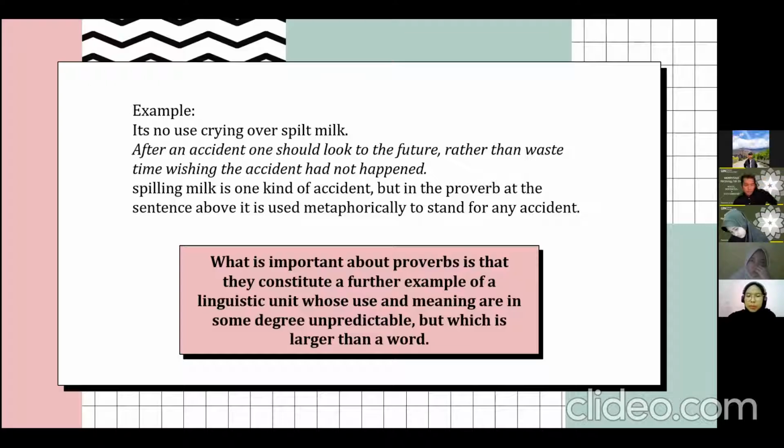What is important about proverbs is that they constitute a further example of a linguistic unit whose use and meaning are to some degree unpredictable, but which is larger than a word.